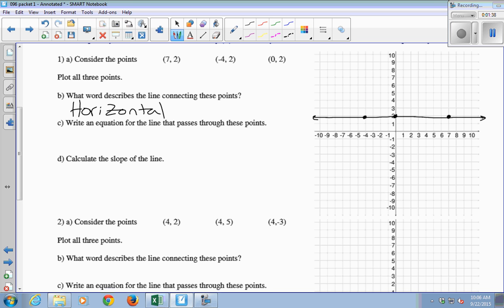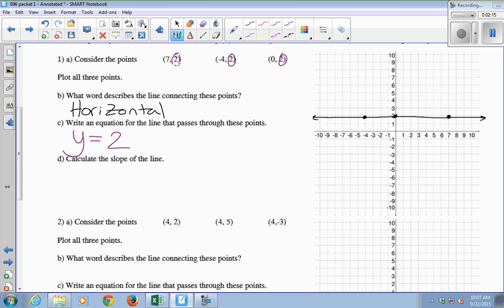Good. All right, so I want to write an equation for the line that goes through these points. All 3 points have something in common, right? They all are something comma 2. Which coordinate is it that they all have in common? The y coordinate is always 2. So that's the equation of your line. Every point on that line has a y coordinate of 2, so its equation is y equals 2.